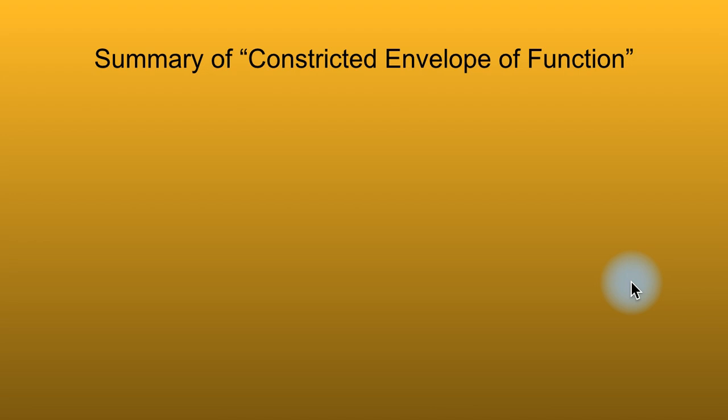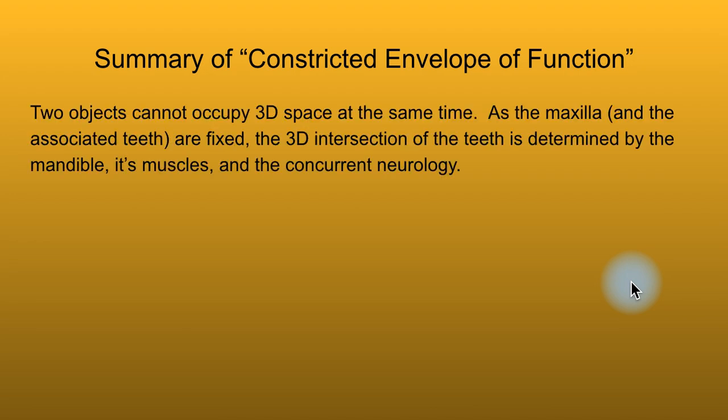Just to put this in the summary, I'm trying to devise a phraseology that best articulates what this entire concept entails, and this is my current attempt at that. Two objects cannot occupy three-dimensional space at the same time, as the maxilla and its associated teeth are fixed. The three-dimensional intersection of the teeth is determined by the mandible, its muscles, and the concurrent neurology. It's this three-dimensional intersection that we're focusing on. Is it an intersection that is harmonious or an intersection that is chaotic?